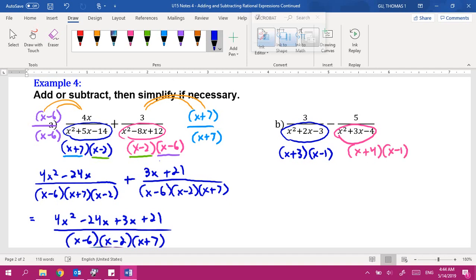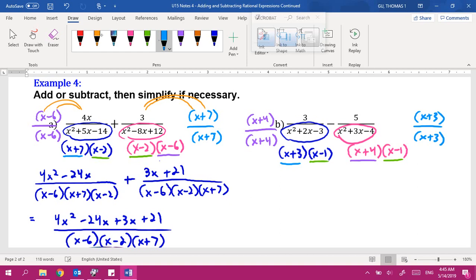Okay, so let's see what they're missing or what they have in common. Both of these denominators have the x minus 1 in common, but the denominator on the left has an x plus 3, and the denominator on the right has an x plus 4, which means I need to multiply this left fraction by what? By x plus 4 over x plus 4. And I need to multiply this right fraction by x plus 3 over x plus 3.